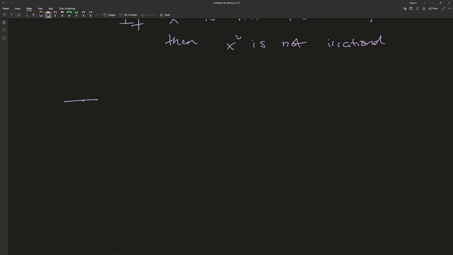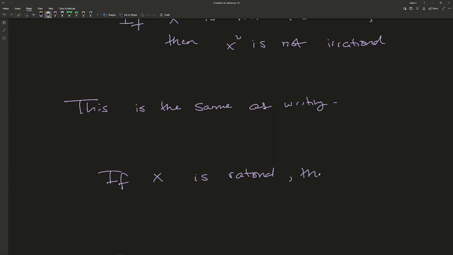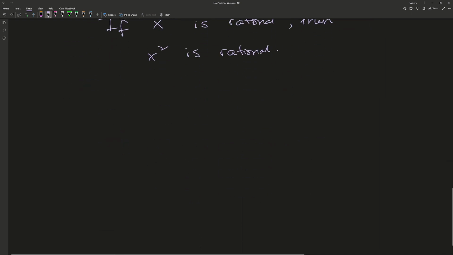So we could say this is the same as writing: if x is rational, then x squared is rational. Now, this is what we're going to try to prove, because we know the form of a rational number.